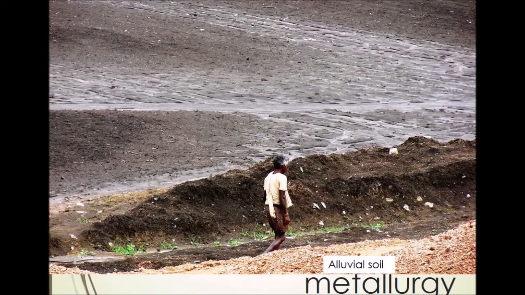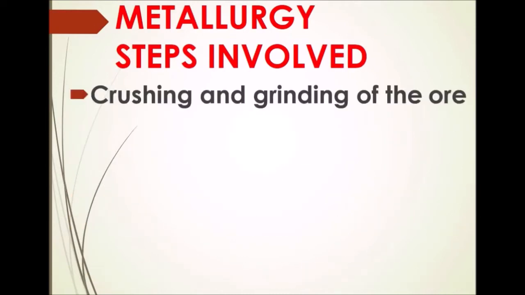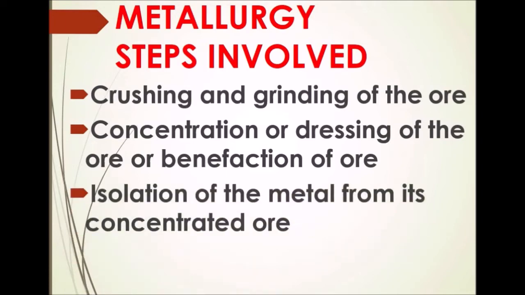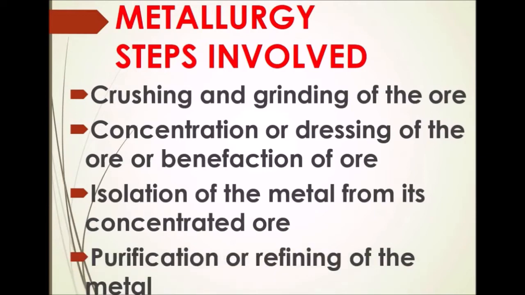Okay, now let us study the processes involved in extraction of metals. The processes involved in the extraction of metals are crushing and grinding of ore, concentration or dressing of ore or benefaction of ore, isolation of metal from its concentrated ore, and last, purification or refining of metal. These are the 4 steps involved in the process of extraction of metals from their respective ores.